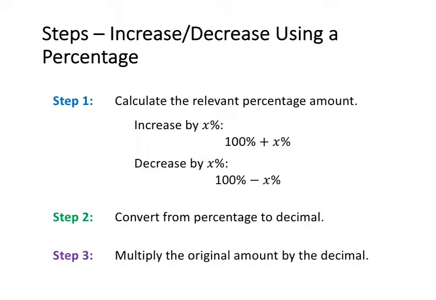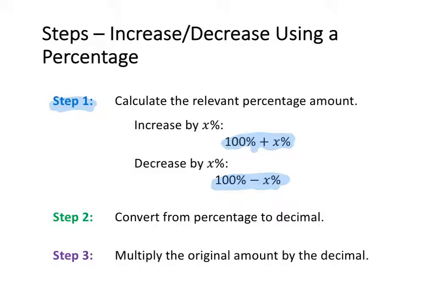So when we are looking at increasing an amount by a specific percentage or decreasing an amount by a specific percentage, there are 3 steps that you need to take. The first step is to calculate the relevant percentage amount. So if we are increasing by X percent, then that percentage amount is going to be 100 plus X percent. If we are decreasing by X percent, it's going to be 100% minus X percent. So if we are increasing, we're going to be increasing by a percentage bigger than 100%. If we're decreasing, we're going to be decreasing by a percentage smaller than 100%.